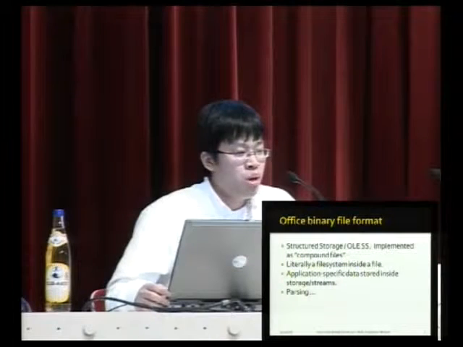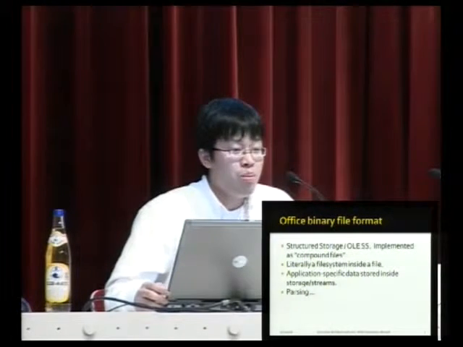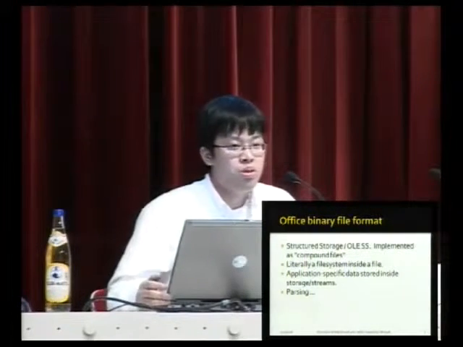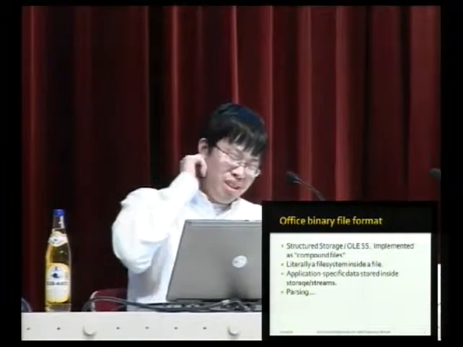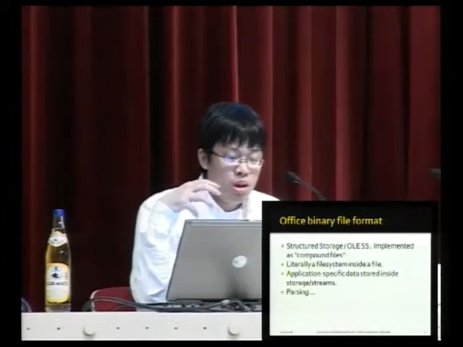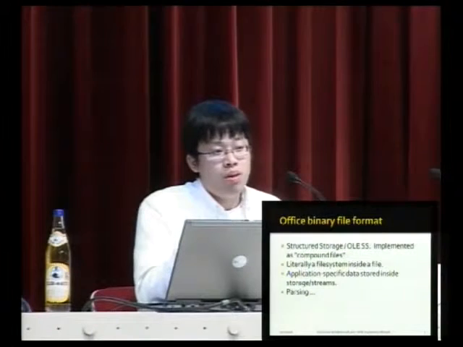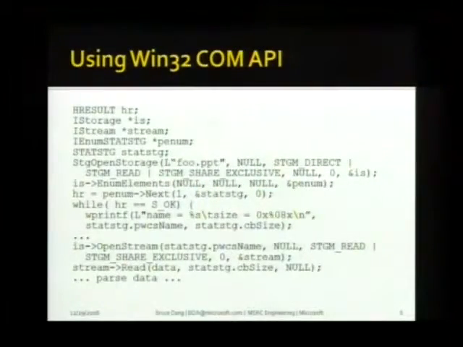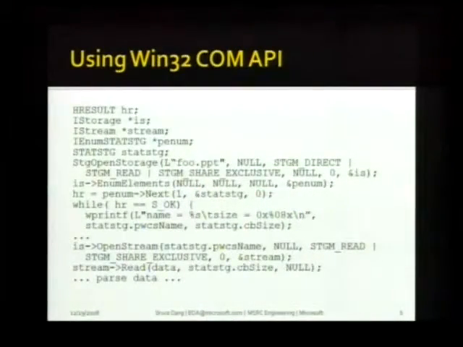And this is why we have a COM API to deal with these files. Before I go on, OLESS files are not only used by Office. They're also used by things like MSI files, and a lot of third-party applications use them. So it's not just Office. Most people shouldn't be writing their own OLESS parser, so we provide a COM API for you to do that.